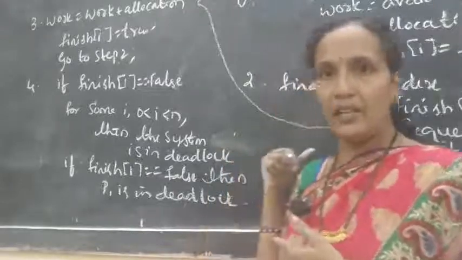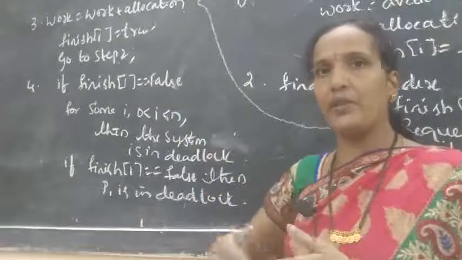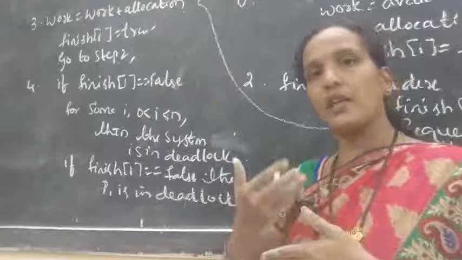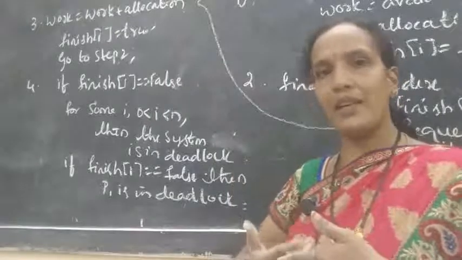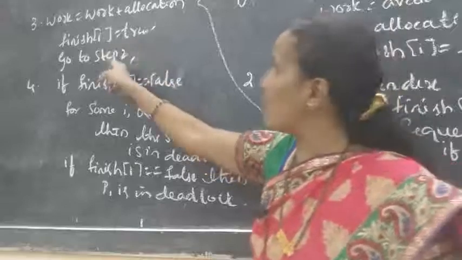If the second condition is true, then we come to the third one. In the third one, what are we doing? We are collecting the old resources and giving the new resources, whatever it is requesting. When the new resources are given to that process, that process will complete its execution. That is why finish of I equals true. Next, go to step 2.